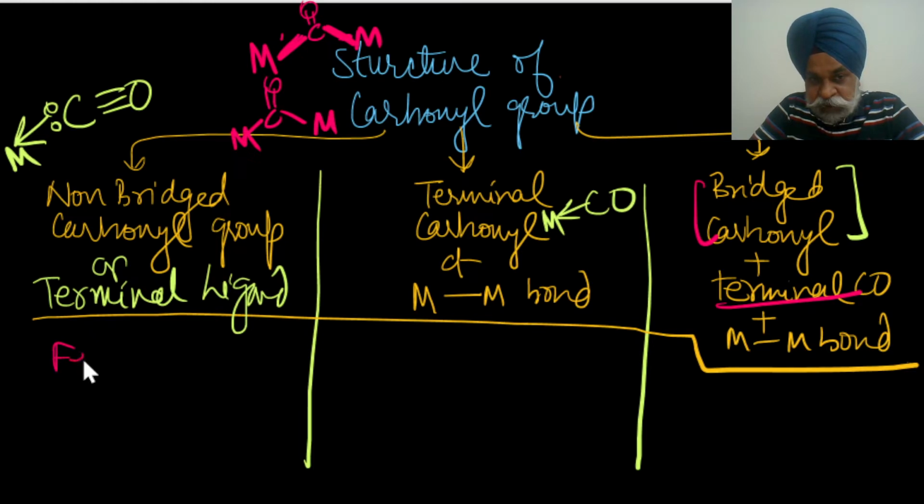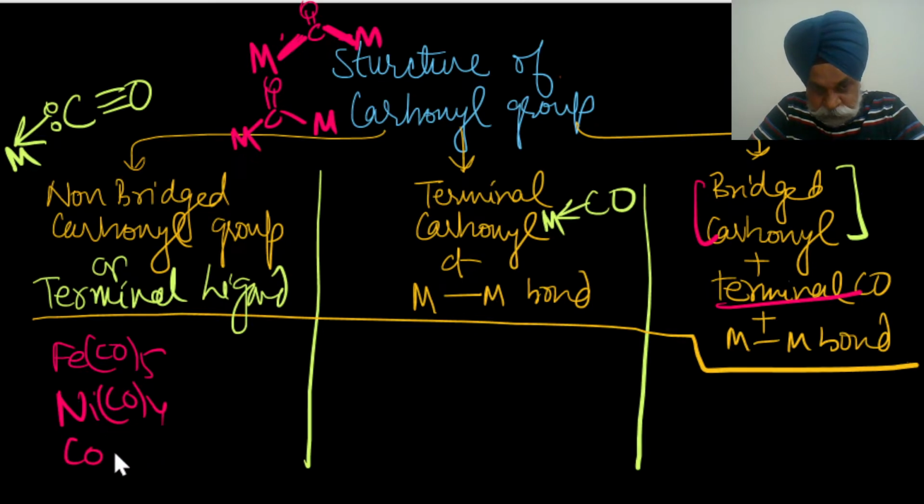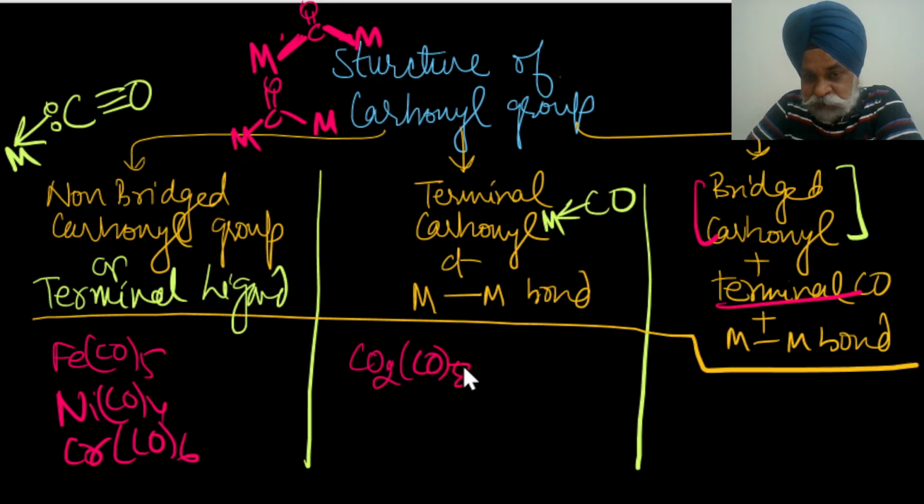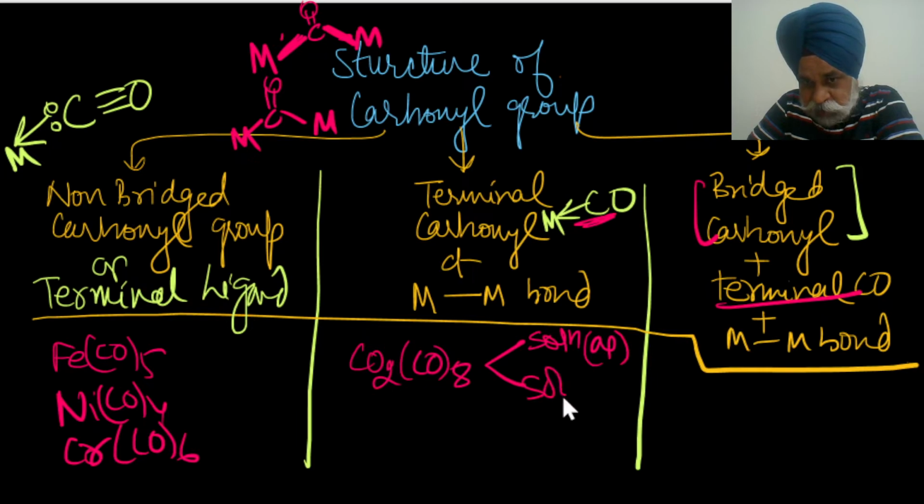This we have already done, Fe(CO)5 like, or Ni(CO)4 or Cr(CO)6. These are some examples where you just have terminal ligands. Another one which you can place here is Co2(CO)8, where along with terminal CO you would have a metal-metal bond, and this would have two different types of structure, in aqueous solution and in solid state. So this is the information to be retained. Whatever information I am passing is more than sufficient to crack IIT at once. So make it a point. This is more than sufficient. One is Fe3(CO)12.